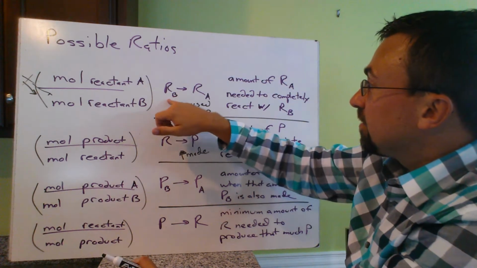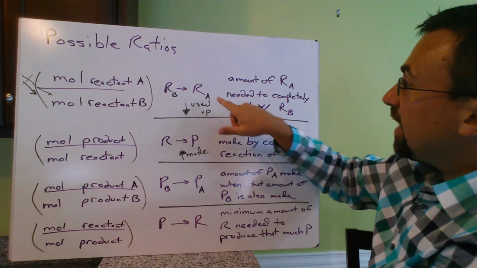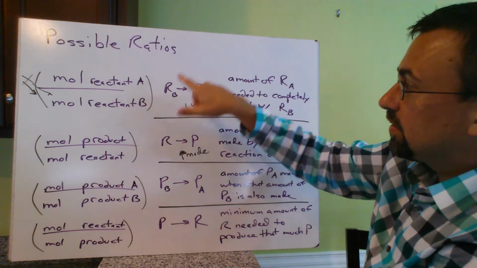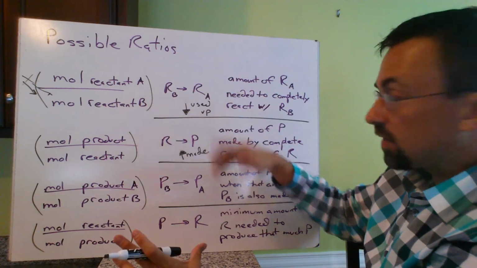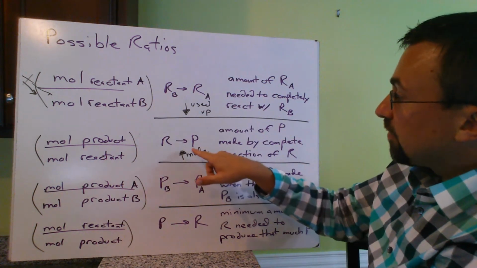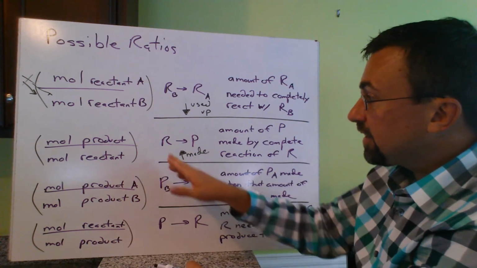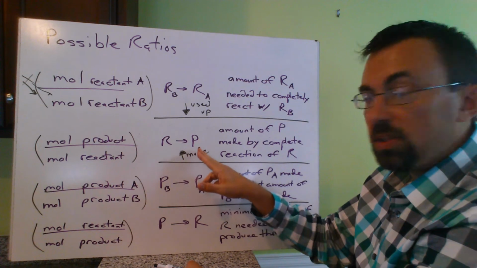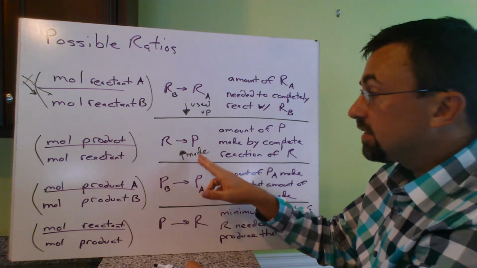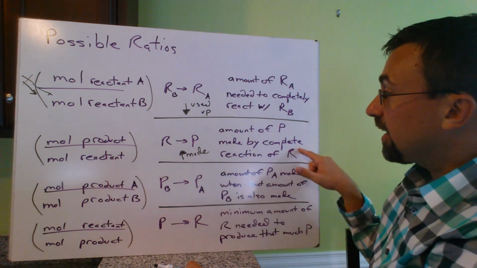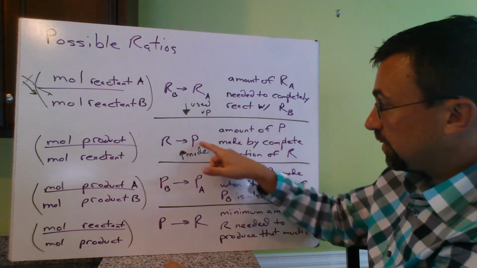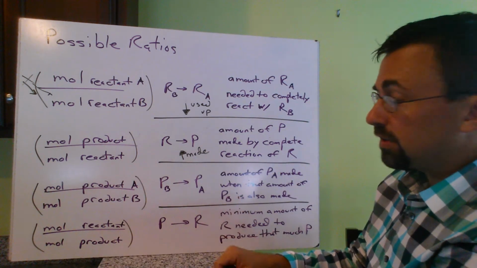So when we compare reactant B to reactant A, what does that really mean? It's the amount of A that we need to react with that much B, and again, assuming perfect reaction. If we're going reactant to product, which is probably the most common of all these calculations, it's if I start with this, how much product do I make? And again, this is ideal. It's if it completely reacts, so this is a perfect yield, if you will, or theoretical yield.